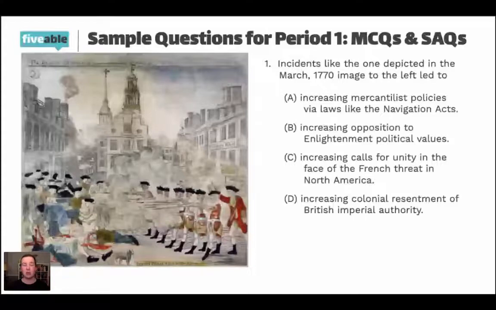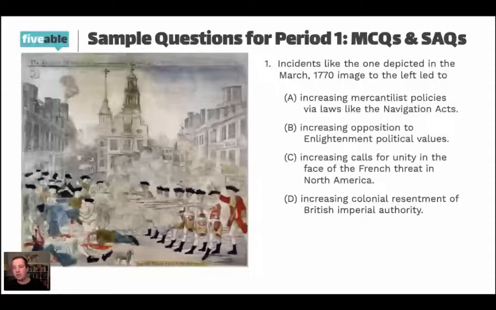But the Boston Massacre is one example of an incident that leads to increased tensions between the British and the American colonists, and it's going to eventually lead to increasing colonial resentment of British imperial authority. It can't be A because the Navigation Acts were passed a long time ago, and the causation is reversed here. Increasing opposition to Enlightenment political values is not right because there's actually increasing Enlightenment political values. People like to support it during this time: social contract theory, self-rule, etc. And then the French threat in North America is gone because the French and Indian War ended 7 years ago in 1763. They're not really a threat. So D is the correct answer.